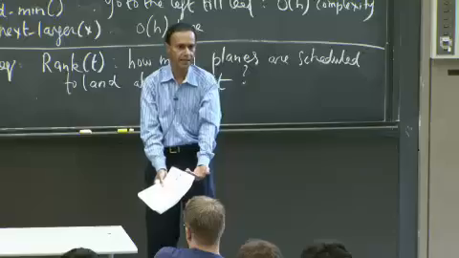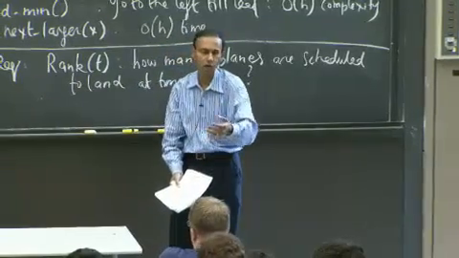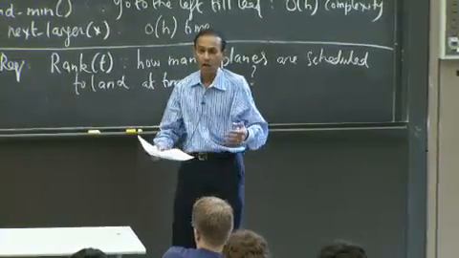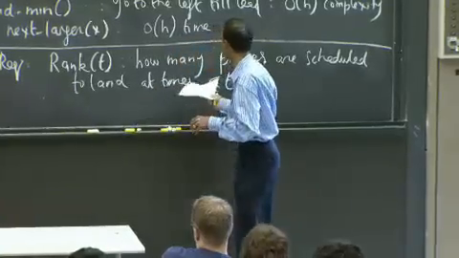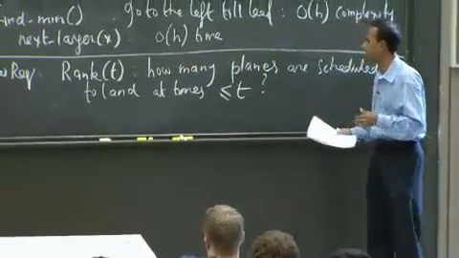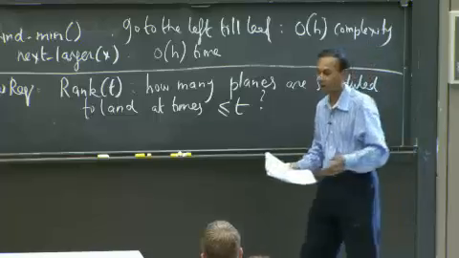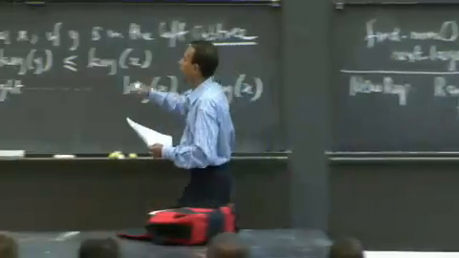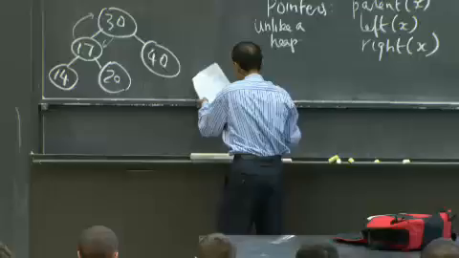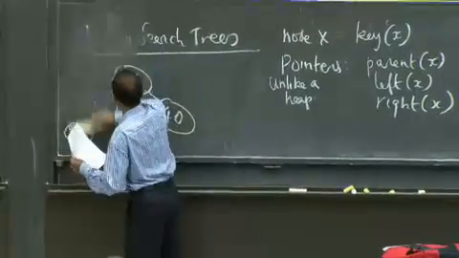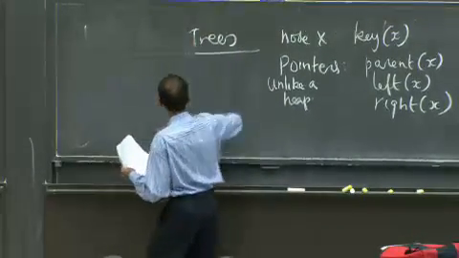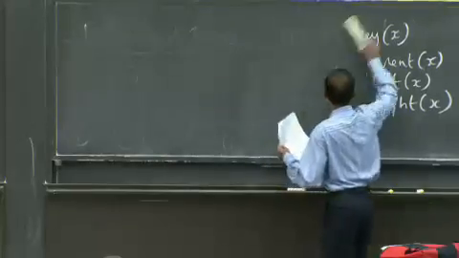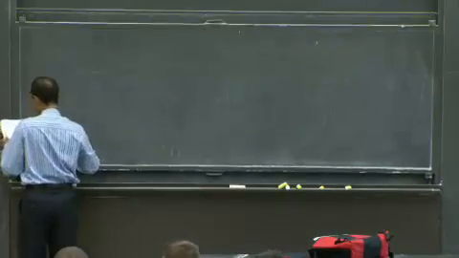It's just the number of nodes that are underneath you, okay? And you remember to count yourself, all right? Now, what is rank T? Rank T is how many planes are scheduled to land at times less than or equal to T, all right? So now I have a BST structure that looks like the one I just ended up with, okay? So I've added this 43, and so let me draw that out here and see if you can answer this question. This is a subtle question.